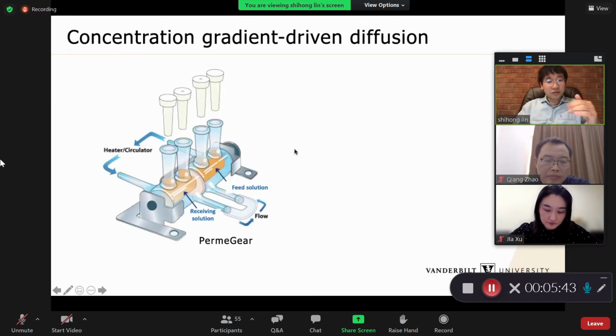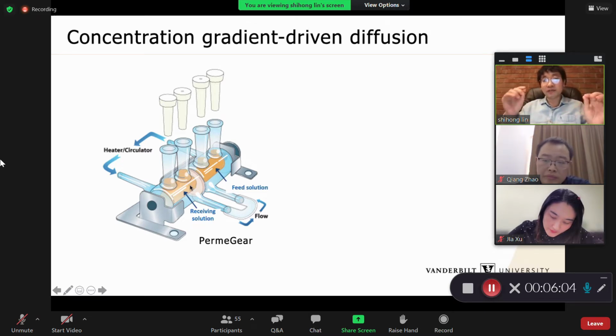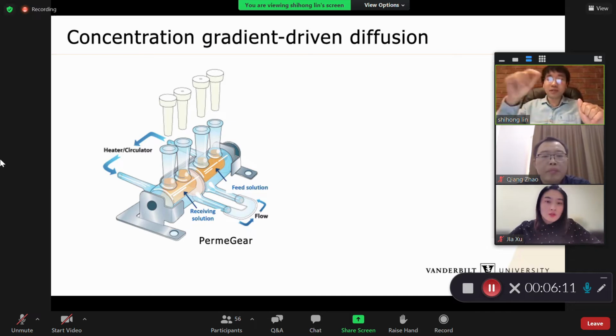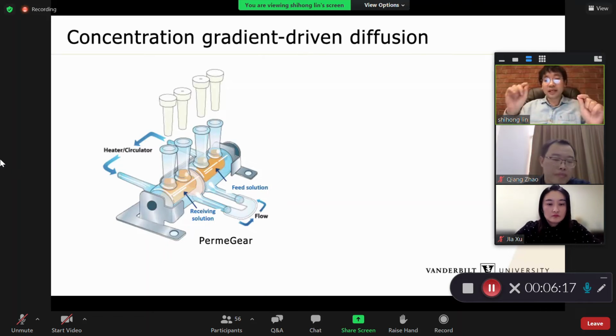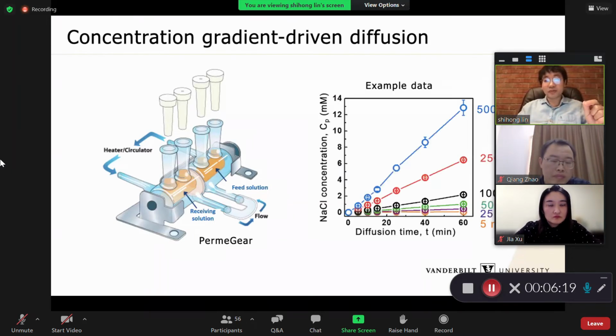So this is one representative diffusion cell. It can take different form factors, but this is one representative shape. You have feed solution here, receiving solution here, and basically you can either measure the conductivity if you're trying to do a single species solid, or you have to take samples and then maybe do a chemical analysis in order to find out the composition if you are doing a mixed solid experiment.